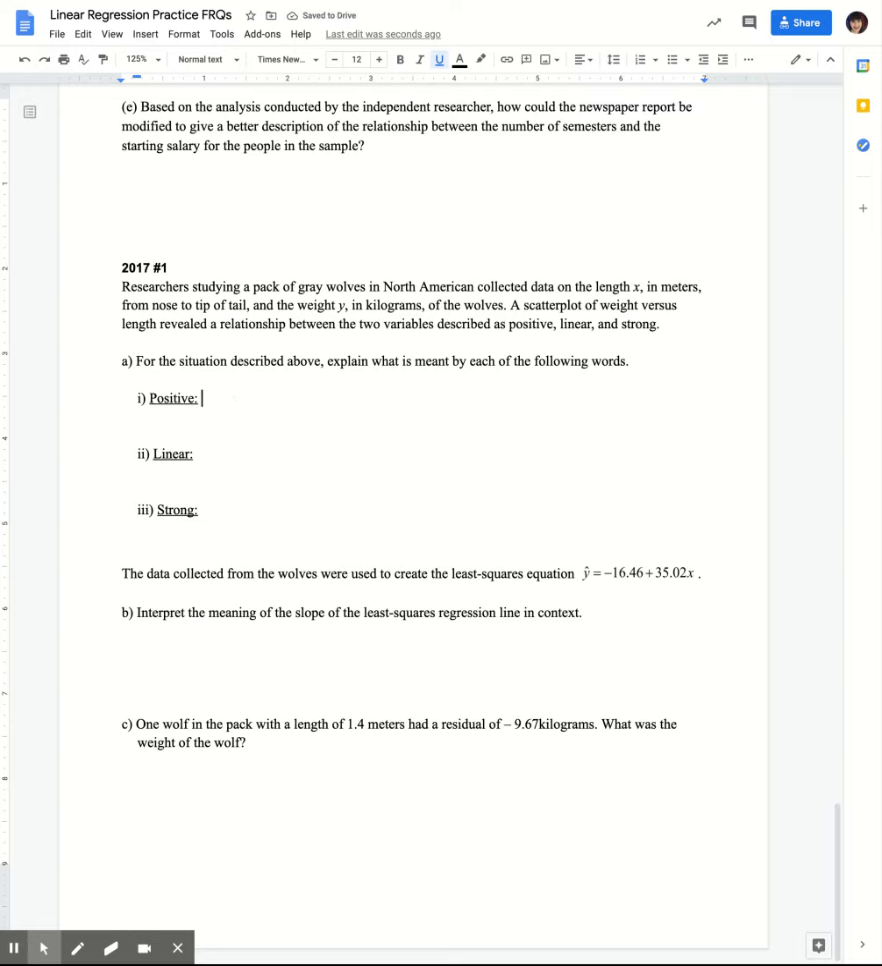So what does positive mean in this context? What does linear and what does strong mean in this context? Okay, so positive means that when one variable increases, right, or is larger, the other variable tends to also be larger, right? So that's what positive means. And then we just have to take that and put it in context, right? So a positive relationship, oops, we turn that underline off.